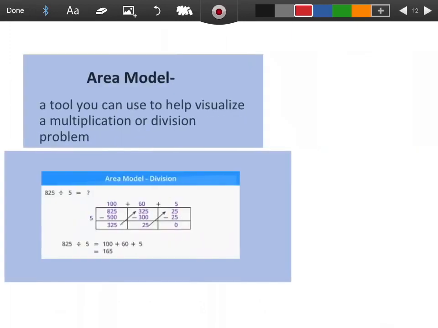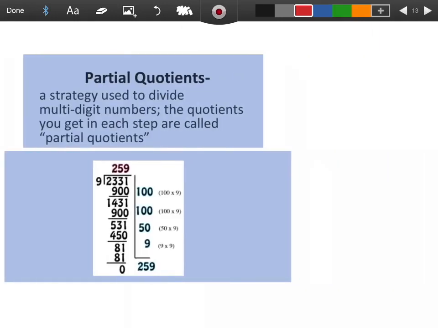An area model. Once again, it is a tool you can use to help visualize a multiplication or division problem. So we're using a model just like with multiplication, except we're going to use it to divide this time. Partial quotients. It is a strategy used to divide multi-digit numbers. The quotients you get in each step are called partial quotients. There is an example picture right down there below it. You have the partial quotients. These little pieces right here are part of the full quotient.